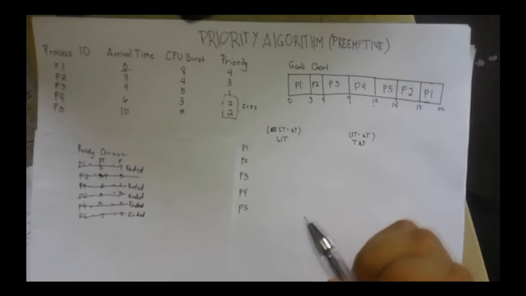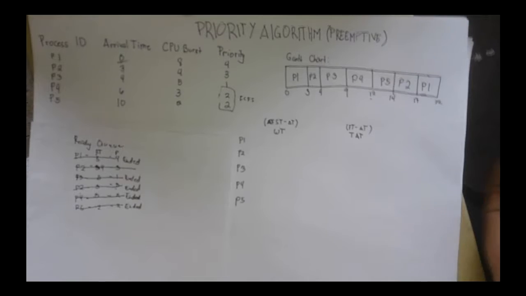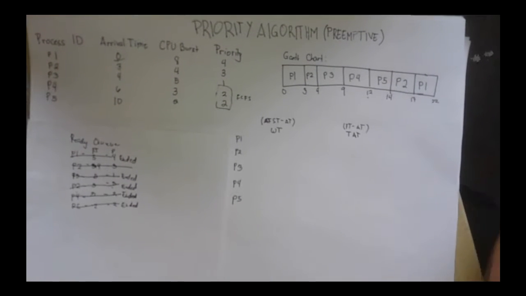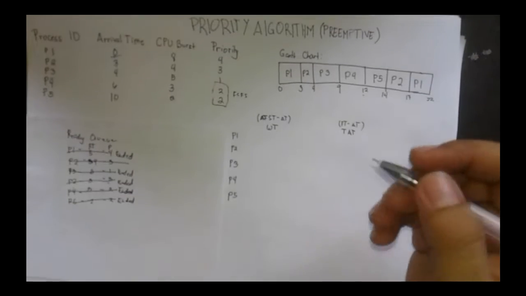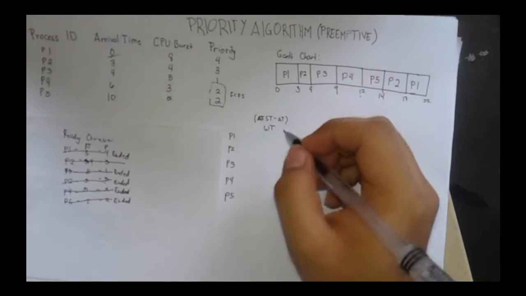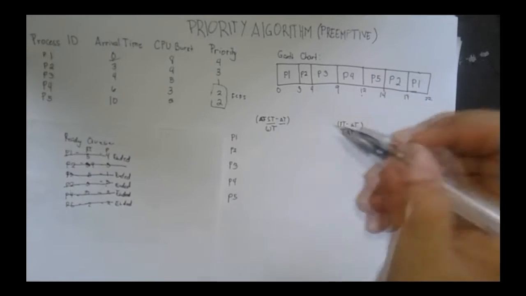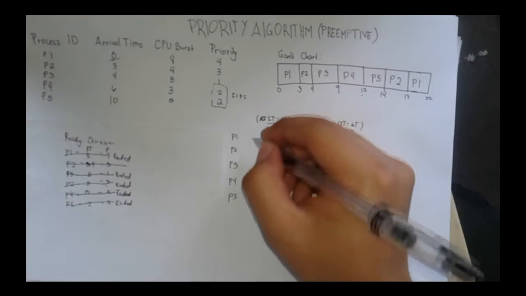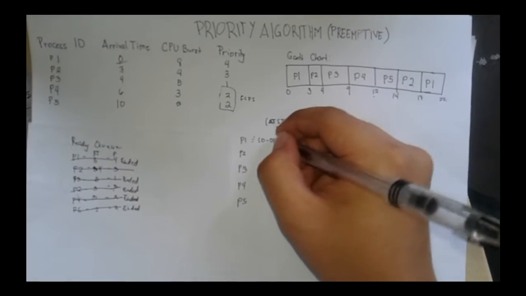Okay, now we will compute the waiting time and turnaround time of each process, in order for us to get the average waiting time and the average turnaround time. We have a formula for waiting time: starting time minus the arrival time. So for P1, the starting time of P1 is 0 minus the arrival time of 0.